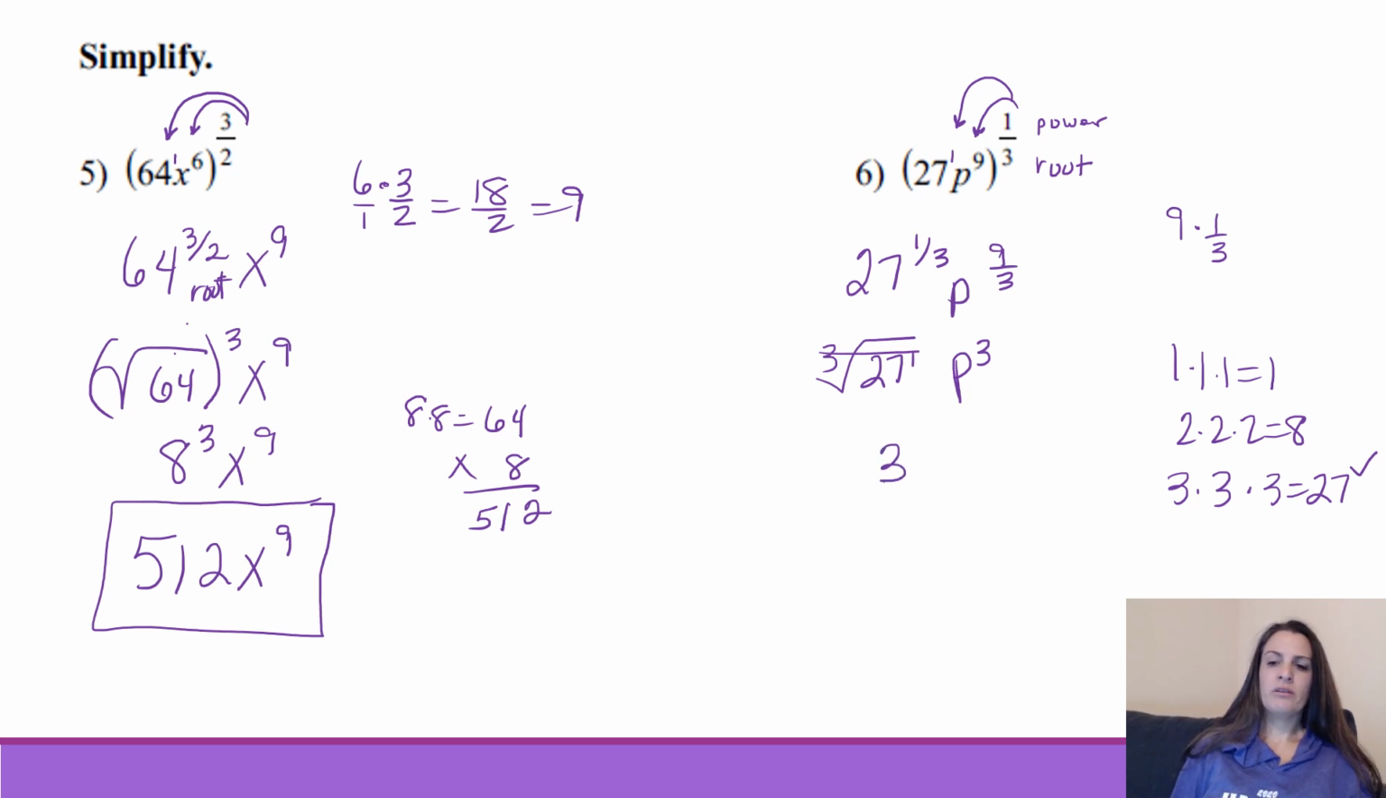And then that P to the 9/3 turned out to be P cubed. So your final answer is 3 times P cubed. All right, we are about halfway done.